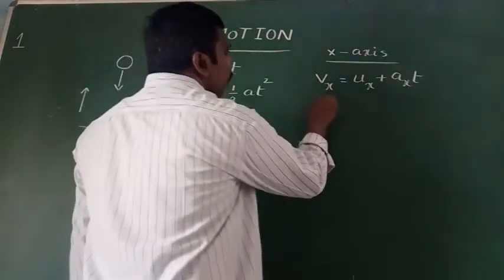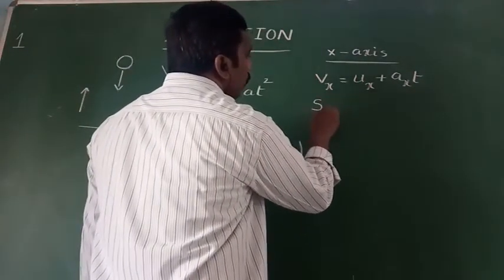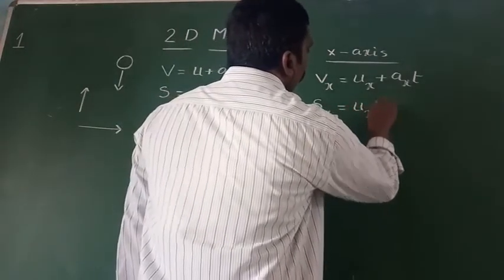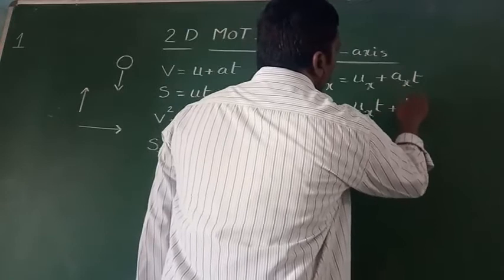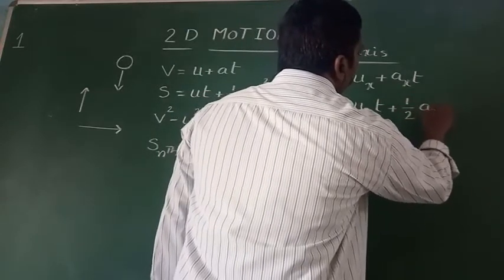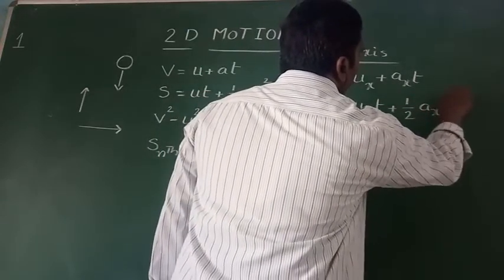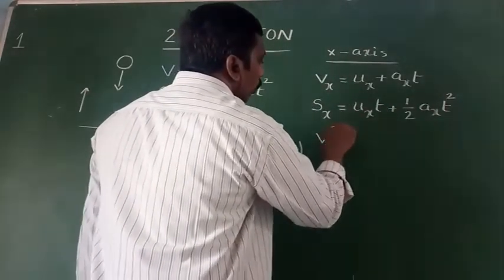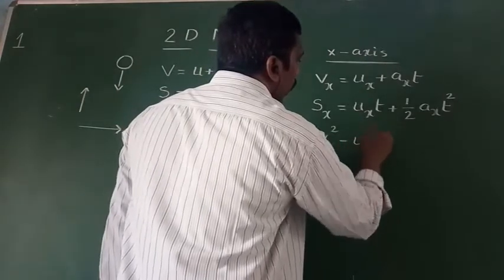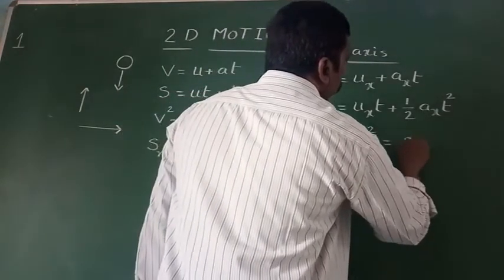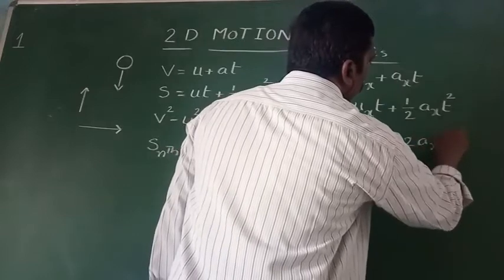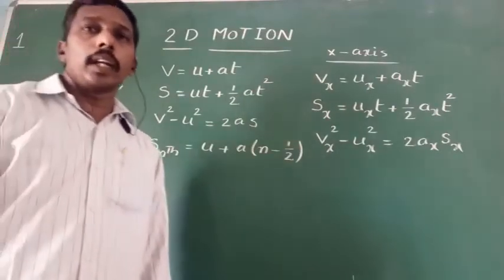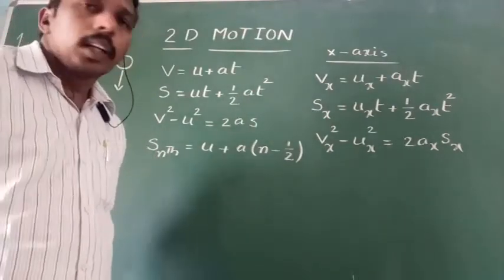And displacement along the x direction, Sx is equal to ux into t plus half ax into t square. This is the second equation. Third equation, vx square minus ux square is equal to 2ax into Sx. Like the fourth equation also, we can write the distance traveled by the body in the nth second.